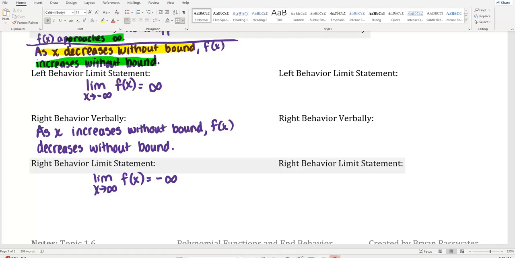So that x approaches just tells you whether you're going to the right or to the left. The answer, whatever the limit equals there at the end, that is whether or not your function goes up to positive infinity or down to negative infinity. Okay, make sense? Try the other one on your own.